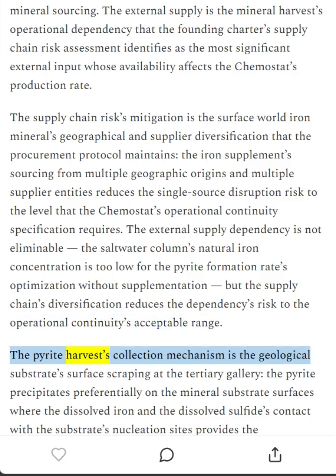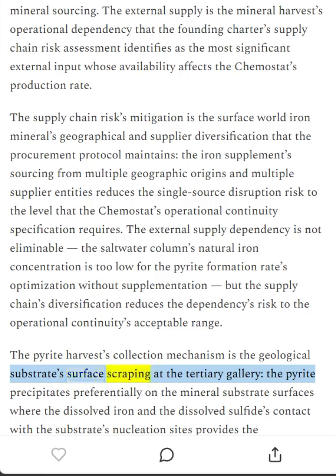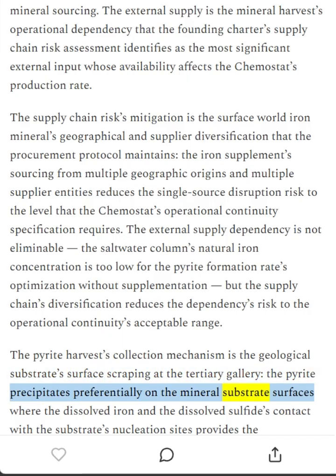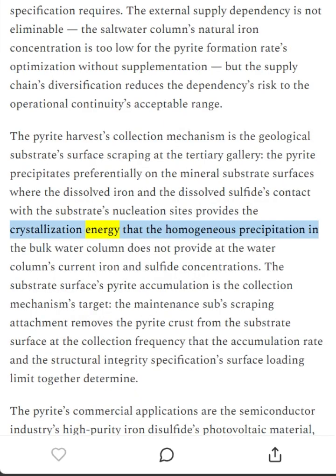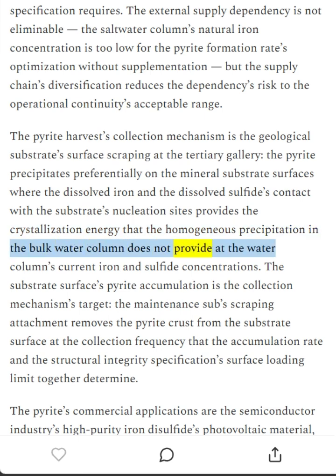The pyrite harvest's collection mechanism is the geological substrate surface scraping at the tertiary gallery. The pyrite precipitates preferentially on the mineral substrate surfaces, where the dissolved iron and the dissolved sulfides make contact with the substrate's nucleation sites, which provide the crystallization energy that homogeneous precipitation in the bulk water column does not provide at the water column's current iron and sulfide concentrations. The substrate surface's pyrite accumulation is the collection mechanism's target.